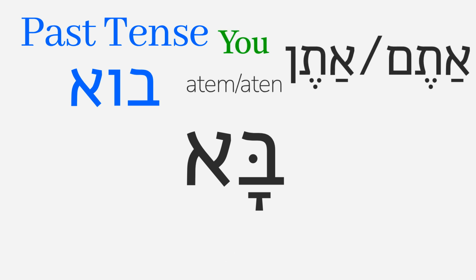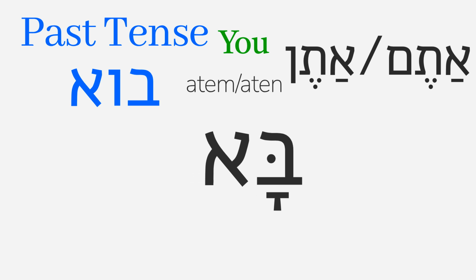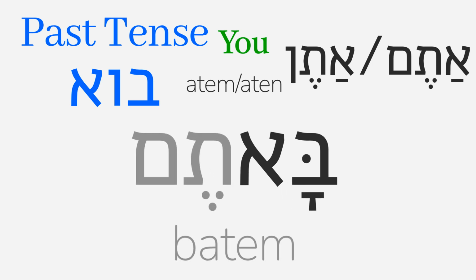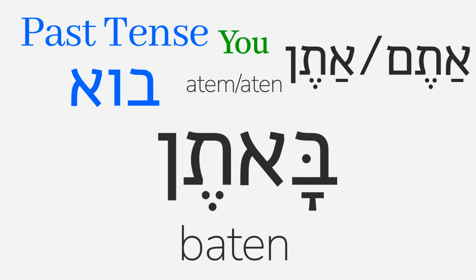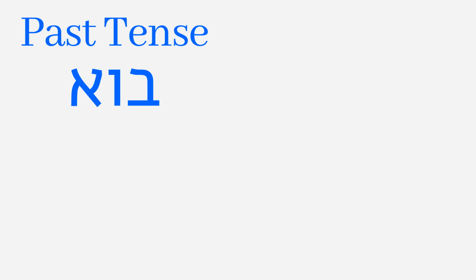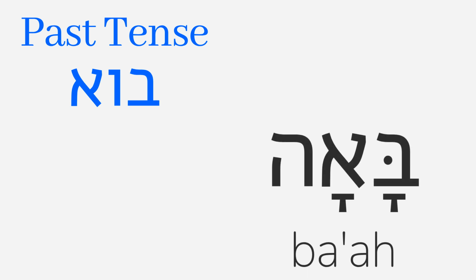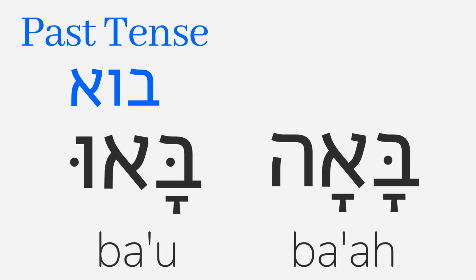With the atem and aten forms of the past tense of hollow roots, the vowel under this first letter does not shorten to a shva. So you came masculine plural is batem, and you came feminine plural is baten. The he form, ba'a, she came, and the heim and hein form, ba'u, they came have the accent on the first syllable of the word. This only happens with hollow roots because other he and heim and hein forms have the accent on the last syllable.